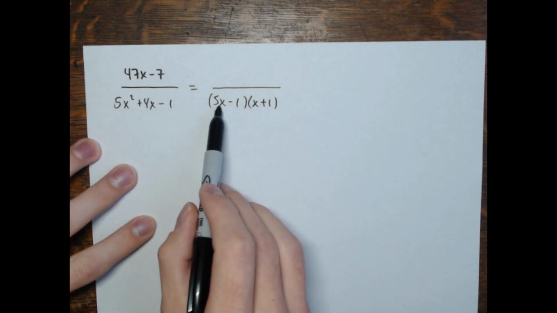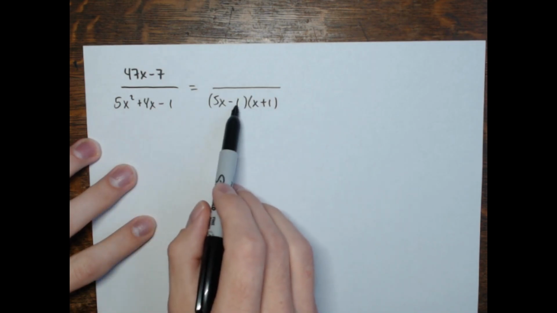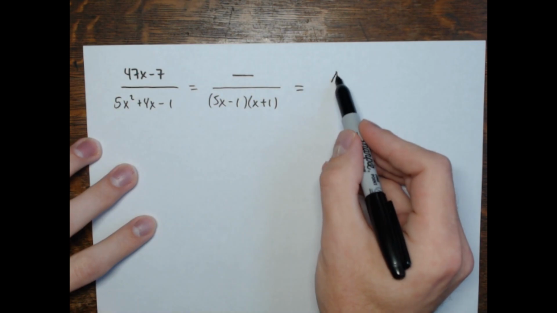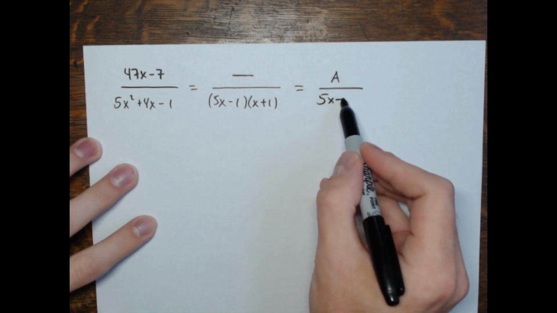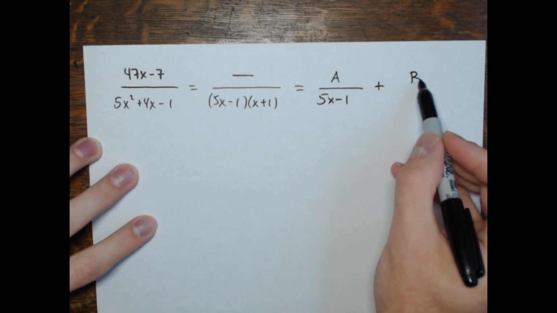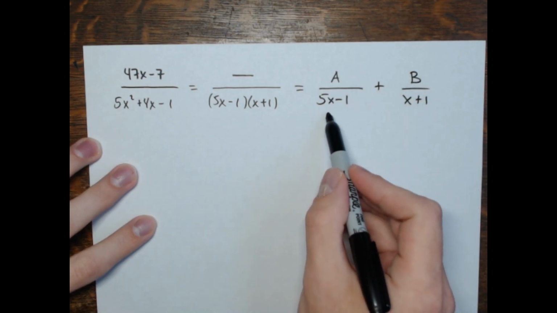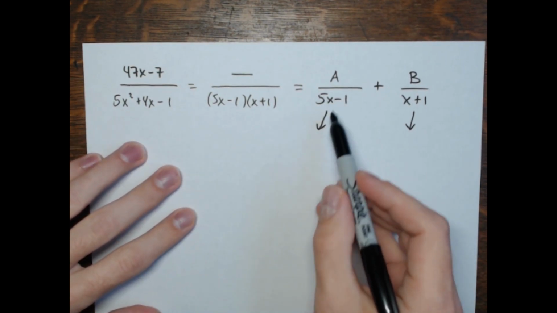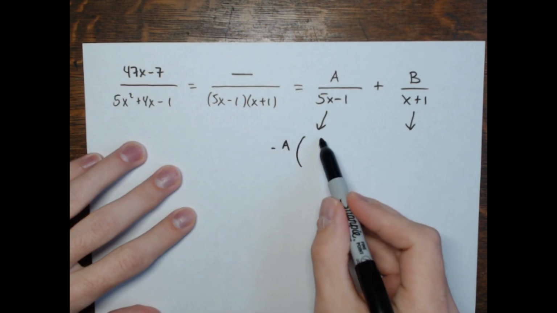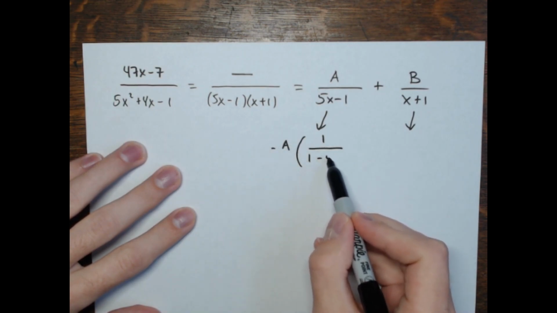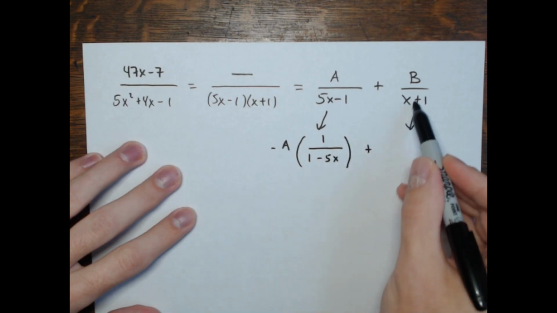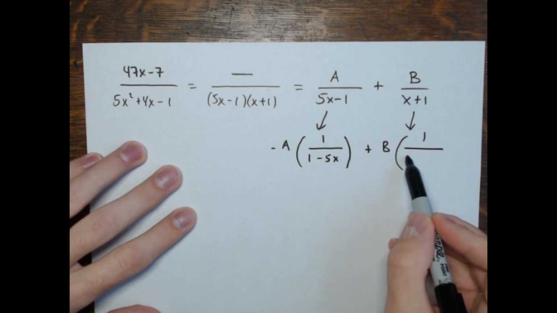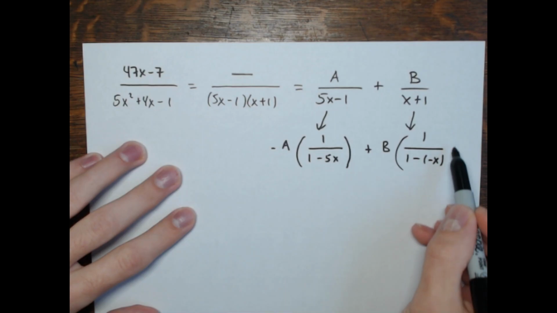Right, that'd be 5x squared, and then plus 5x minus 1x for the plus 4x, and then minus 1. Who cares what's up here? It's just something with a lower degree. So when I break this up, it'll be some constant over 5x minus 1 plus some constant over x plus 1. And then when I look at the series for these, if I try to express them as power series, this down here I can put as negative a times 1 over 1 minus 5x, plus, and then here I would just make this b, don't pull out anything, over 1, the 1 over 1 minus negative x.